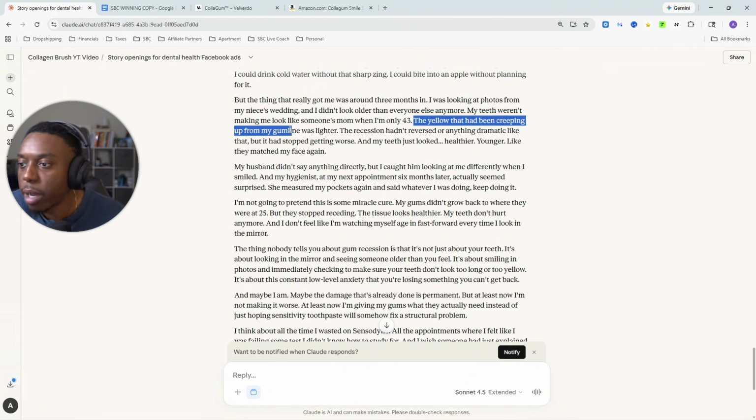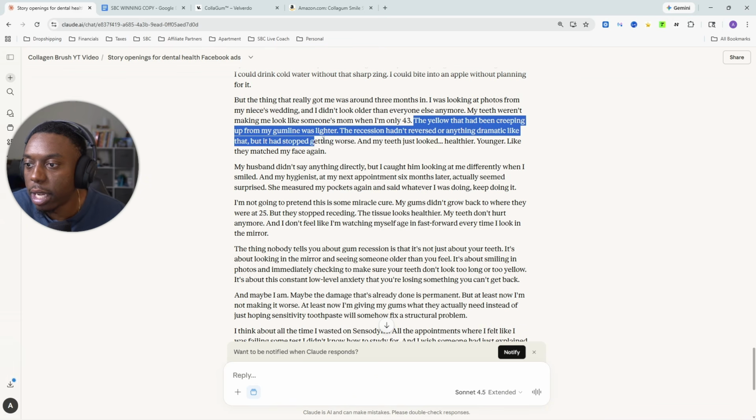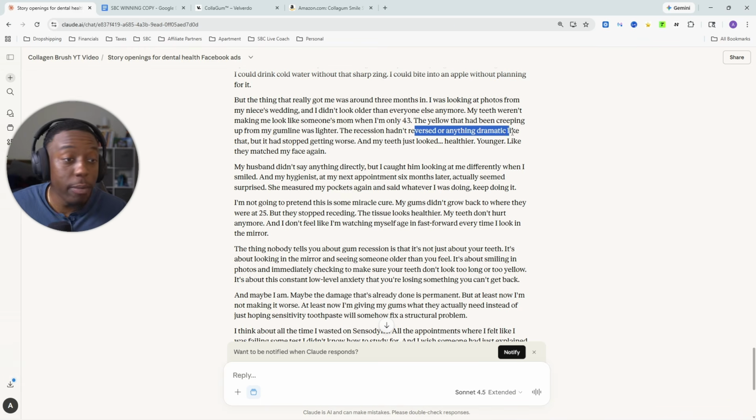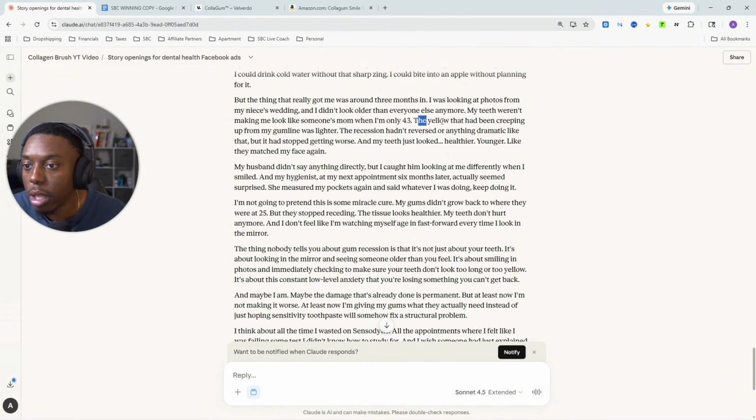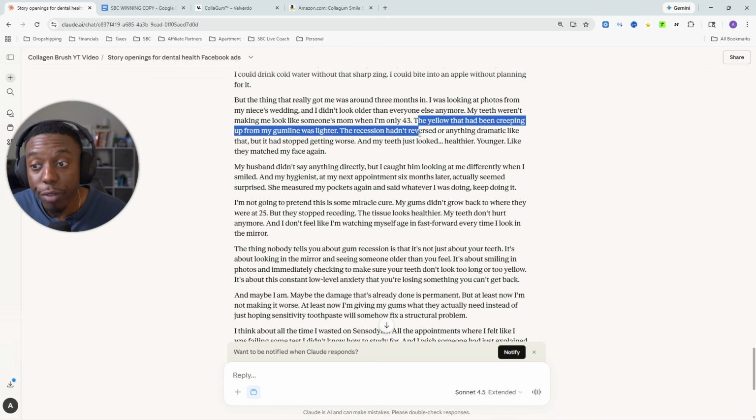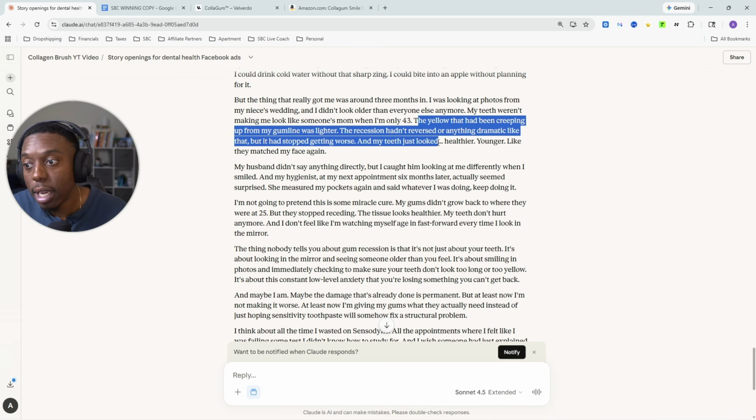The yellow that had been creeping up from my gum line was lighter. The recession hadn't reversed or anything dramatic like that, but it stopped getting worse. Again, we don't want to make this seem like this magical miracle thing that's going to happen overnight. So we do want to throw that in there, and the copy and the prompting will do this all for you. The recession hadn't reversed or anything dramatic like that, but it had stopped getting worse, which is good, and that's compliant, and you won't get in trouble from Facebook for making false claims or lying, right? So healthier, younger, like they've matched my face again.